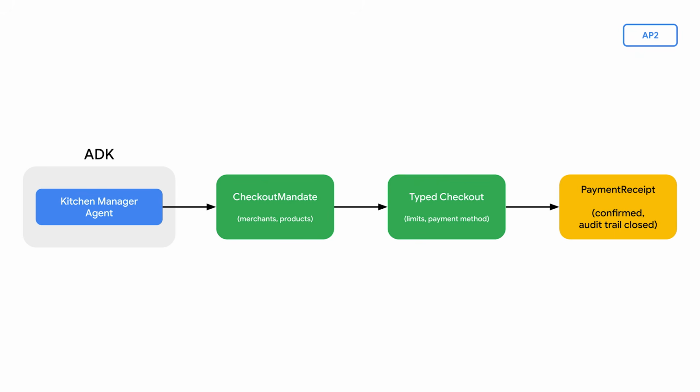Instead of telling your agent, don't spend more than $500 in the instructions and hoping for the best, you're actually specifying conditions in a typed protocol with enforceable guardrails. UCP and AP2 together give you the full commerce lifecycle: discovery, checkout, authorization, and a complete audit trail.